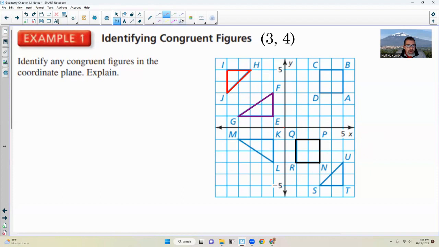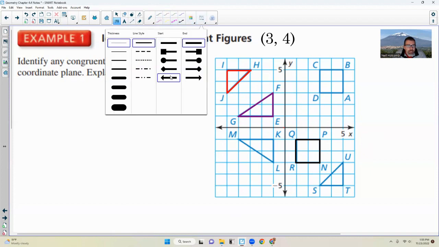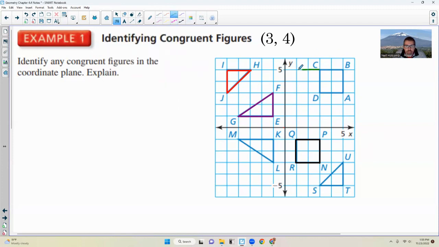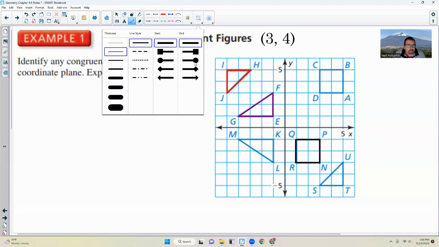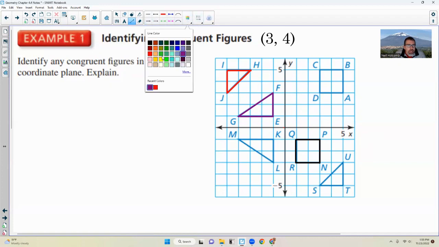So if I were to draw a ray, or a vector, let's try this first, choose the ray. All right, and if I did a green vector, 2 units to the left, and then a blue one, 6 units down, C would end up on Q, B would end up on P, D would end up at R, and A would end up at N.